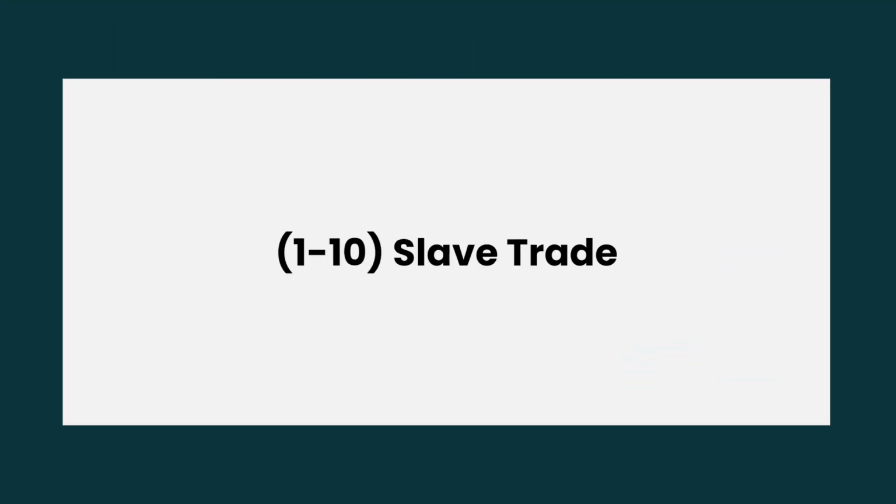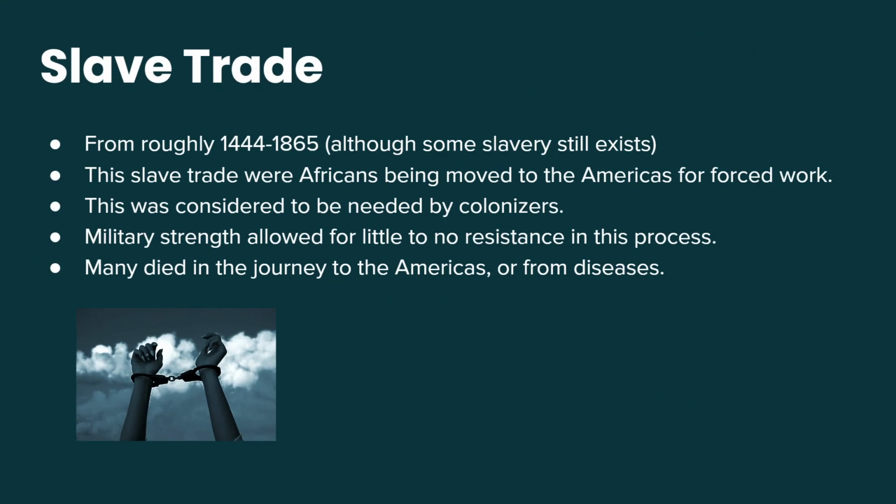So now we'll look at the slave trade. Unfortunately, slavery existed. Europeans took advantage of populations that were vulnerable and did not have much development. So from 1444 to 1865, roughly, 1865 being the end of the American Civil War, because Europe abolished slavery before America did, although some slavery still exists even today, unfortunately. It was a slave trade of Africans primarily, sometimes natives of America, but usually Africans.